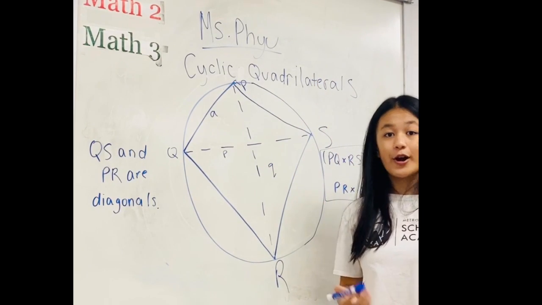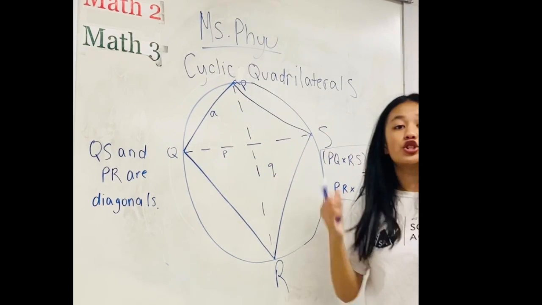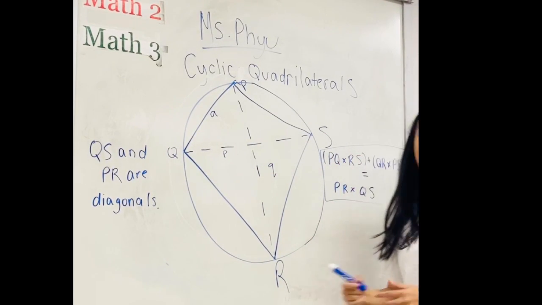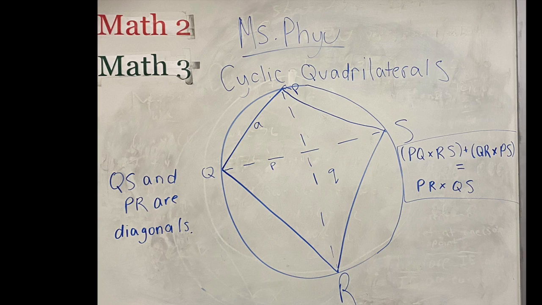Since the diagonals are QS and PR, the equation would be open quantity PQ times RS closed quantity plus open quantity QR times PS closed quantity equals PR times QS. This is because the sum of the products of its two pairs of opposite sides is equal to the product of its diagonals.